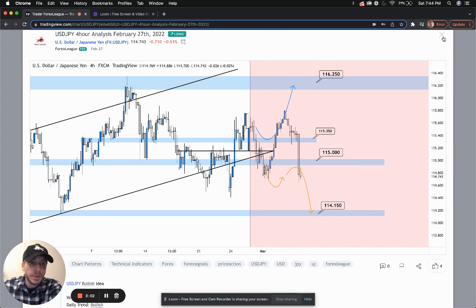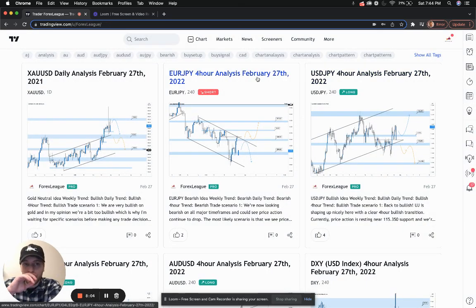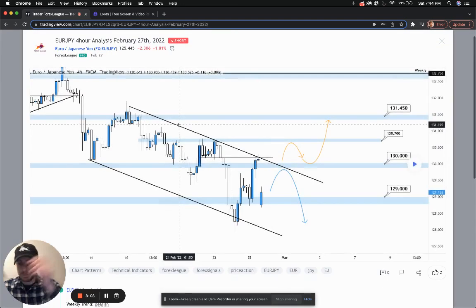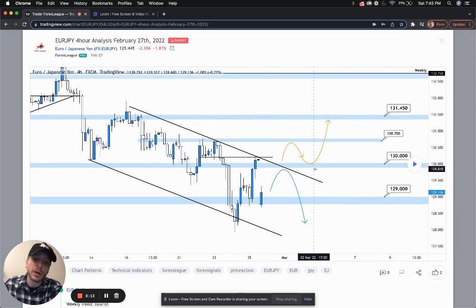So yeah, UJ was a bust. Nothing really happened on that. Went up, went down, went up, went down, pretty much at the start of the week. So let's move over to EJ. This one was a little more clear, pretty good structure, overall bearish, nice bearish channel.